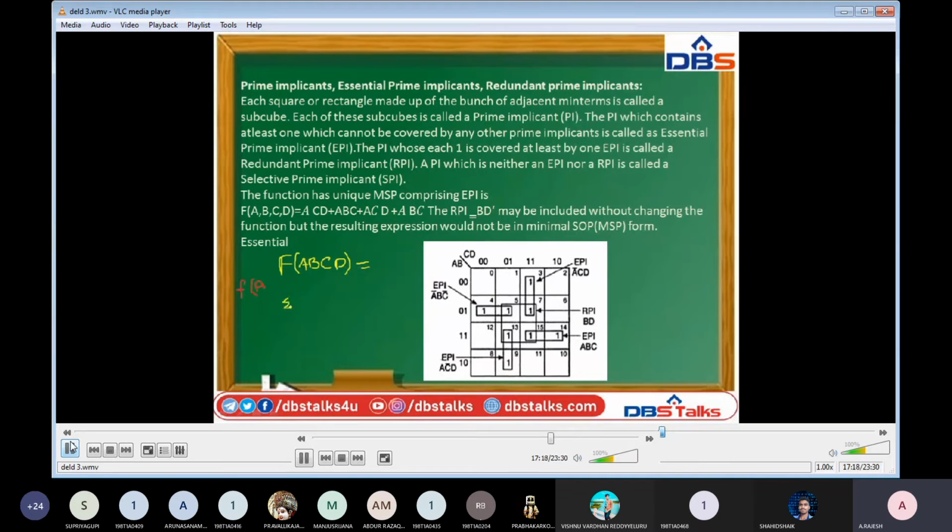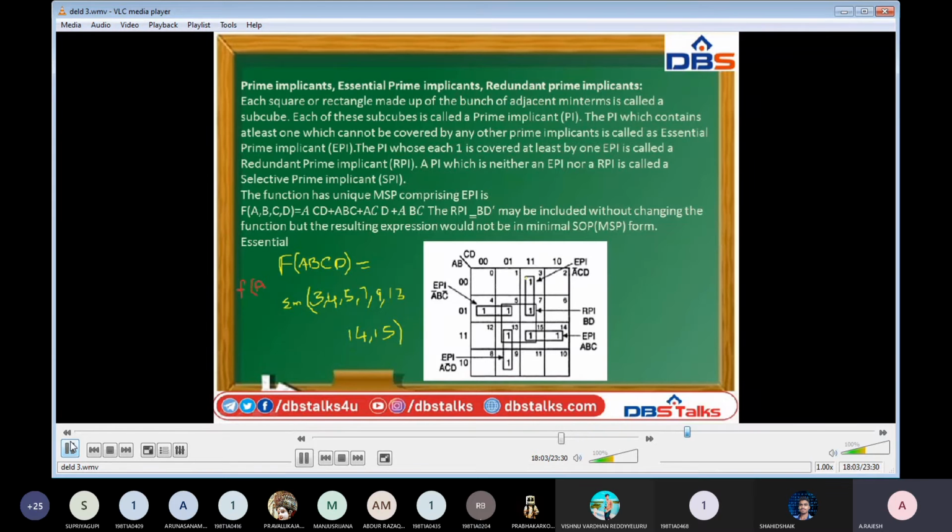I'm writing it in a reduced manner. That means sigma m of 3, 4, 5, 7, 9, 13, 14 and 15. So this is the problem. That is f of ABCD equals sigma m of 3, 4, 5, 7, 9, 13, 14, 15.